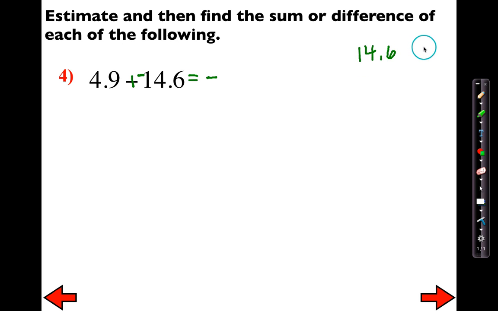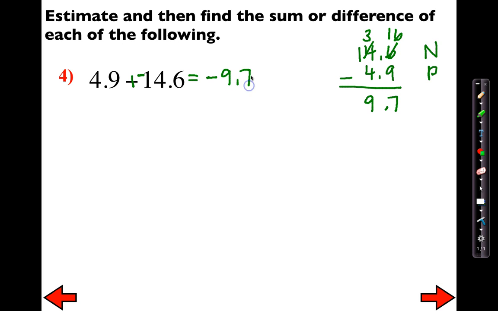So I see there are 14 and 6/10 negatives, and 4 and 9/10 positives. So I need to compare how many more negatives there are than positives. Well, let's find out. We're going to borrow. 16 minus 9 is going to give me 7. I can't do 3 minus 4, so it's going to be 13 minus 4, which is going to give me 9. So my answer is going to be negative 9 and 7/10.